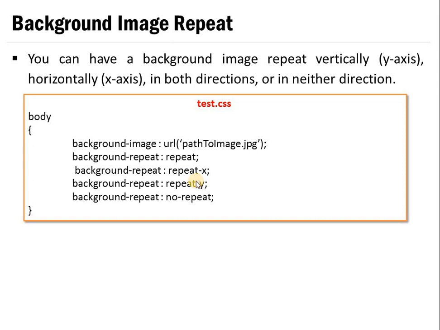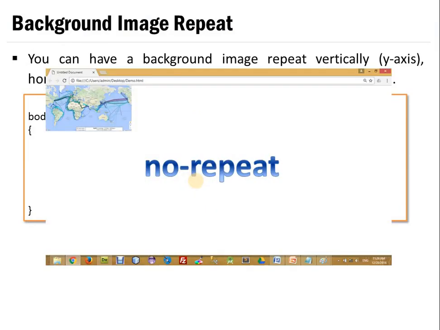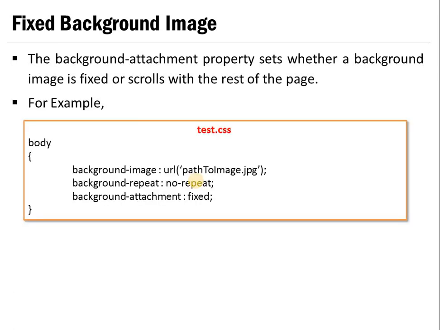Now let me show you another property, that is fixed background image. In certain cases you have seen that your background image stays stuck to your web page and you can scroll down your content. So this is the property to set this kind of flow. So the background image can be fixed or it can be scrolled. Fixed means your image will not scroll when you scroll your content. If you set it as scroll, then it will be scrolled.